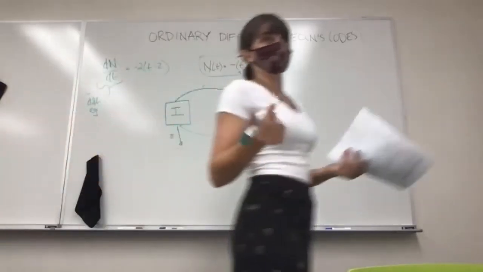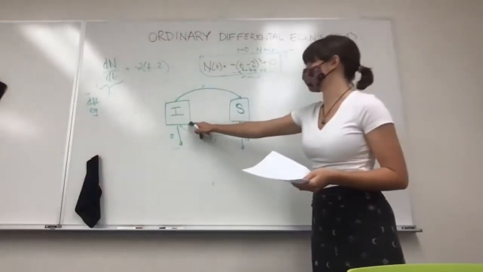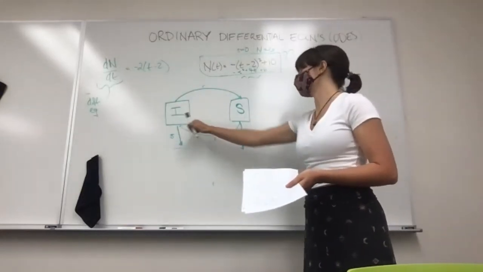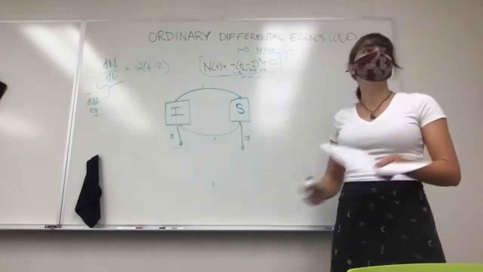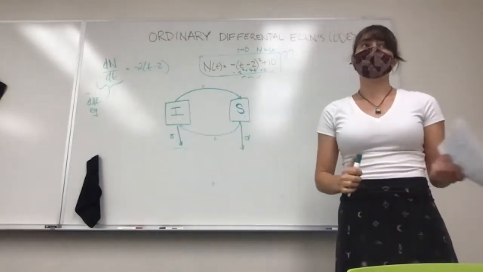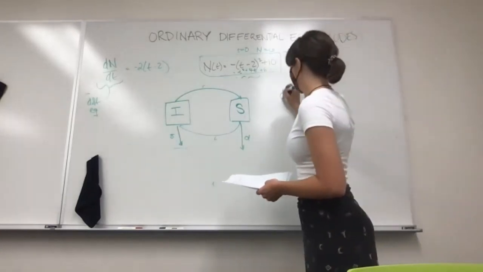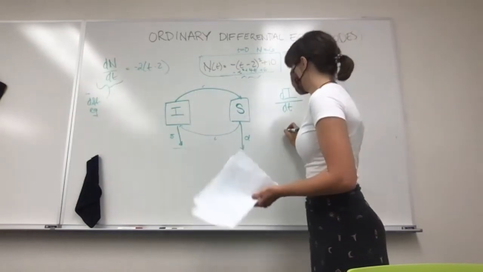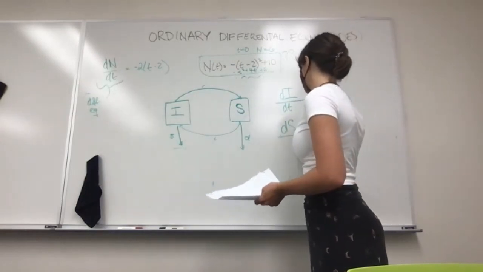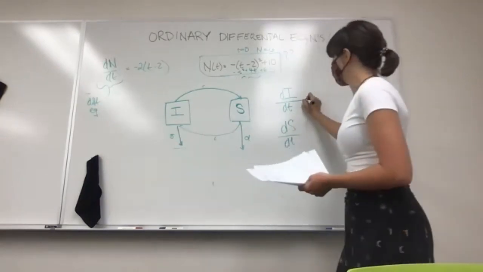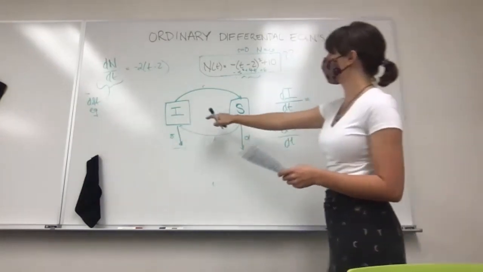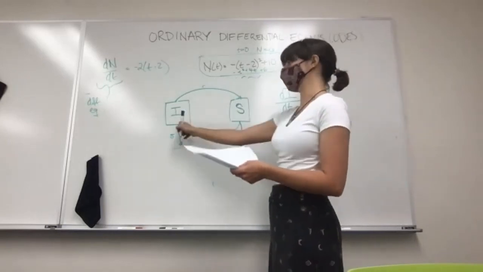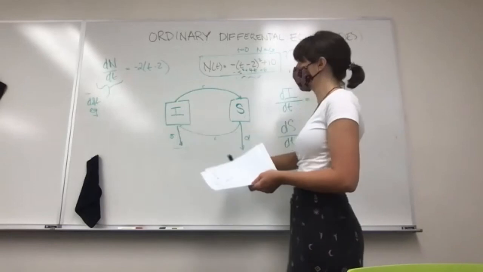And so let's say I'm interested in how these populations are changing in time. What do my I's look like over time? What do my S's look like over time? What can I learn about that system by modeling it out? So I'm interested in the change in my I's over the change in time, and also the change in my S's over the change in time. When you have these plots, any arrows going out of the box are losing individuals, and any arrows coming into a box are gaining individuals.